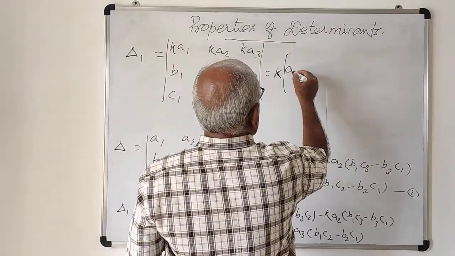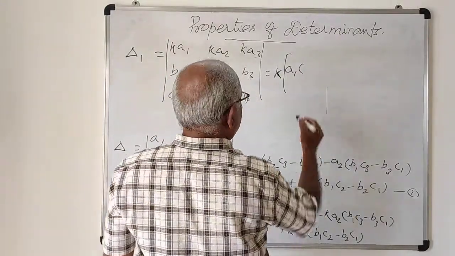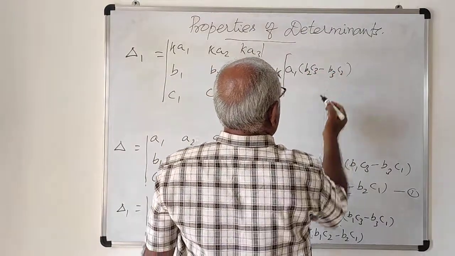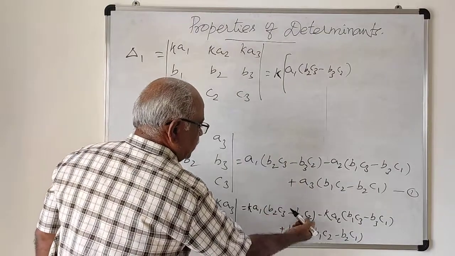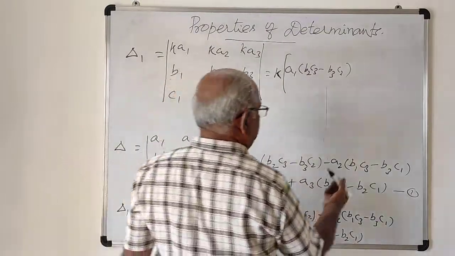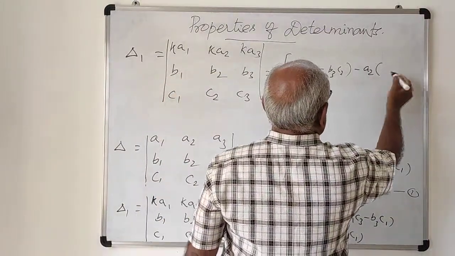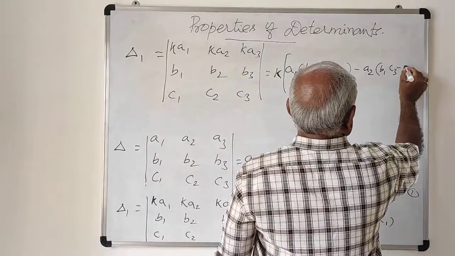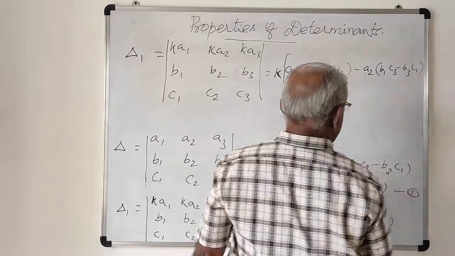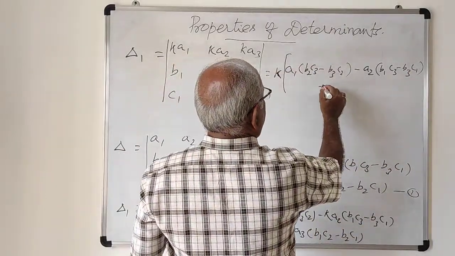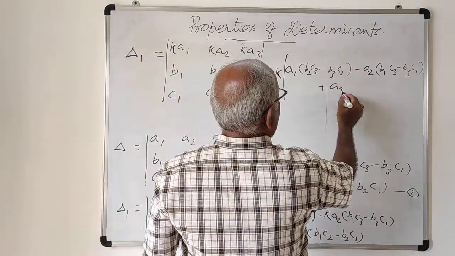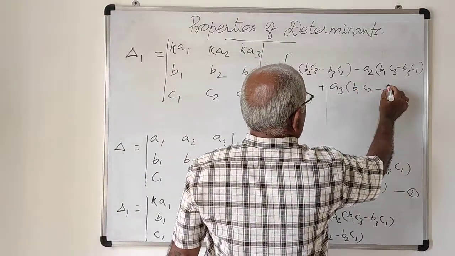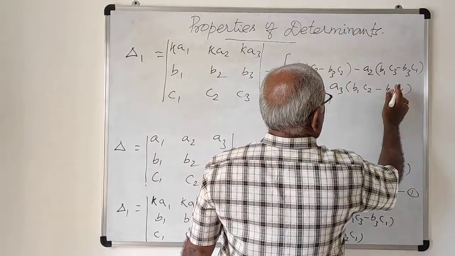A1 into B2 C3 minus B3 C2, minus A2 into B1 C3 minus B3 C1, I am taking K outside, plus A3 into B1 C2 minus B2 C1.